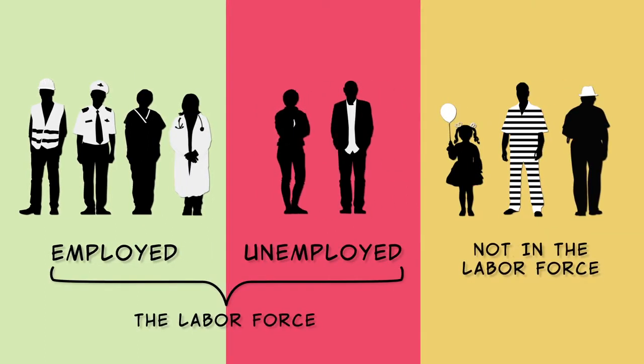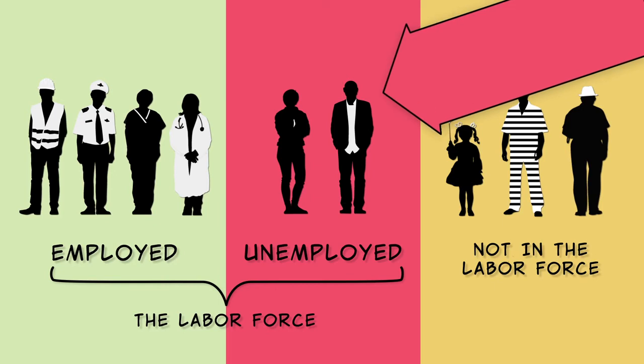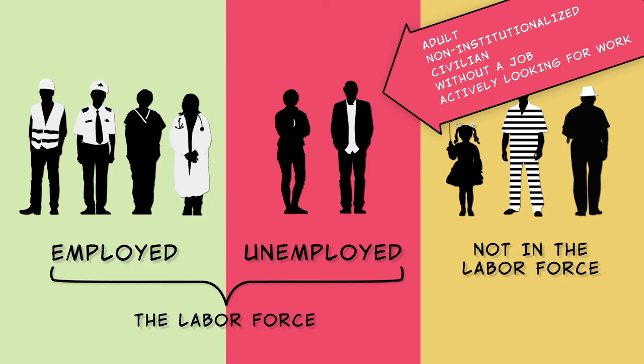A person is counted as unemployed only if they're an adult, non-institutionalized civilian, without a job, and actively looking for work. The most important part of this definition is that to be considered unemployed, a person must be out of a job but actively looking for work. And that means that they must have taken some action to find a job in the last 4 weeks.